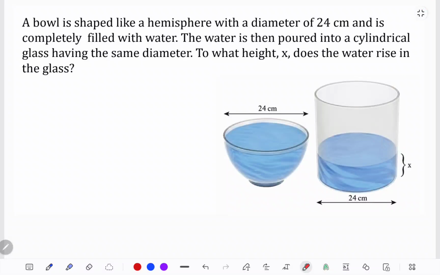Hi there, are you ready for another cool math question? Let's dive in. The question is this.